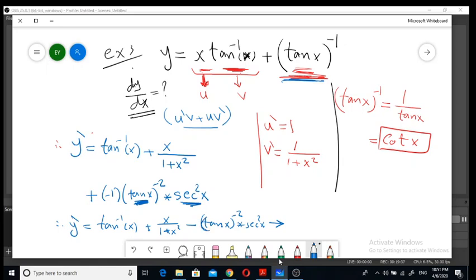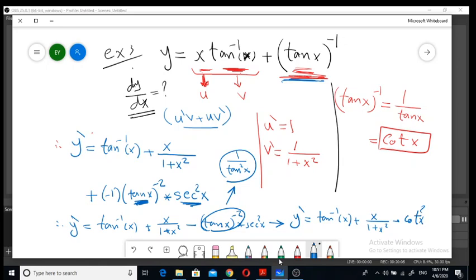Then we have to know that tan x to the power -2 is equal to 1 over tan squared x. And we can replace 1 over tan squared x by cotan squared x. So y prime is equal to tan inverse x plus x over 1 plus x squared minus cotan squared x sec squared x. And this is the final answer.